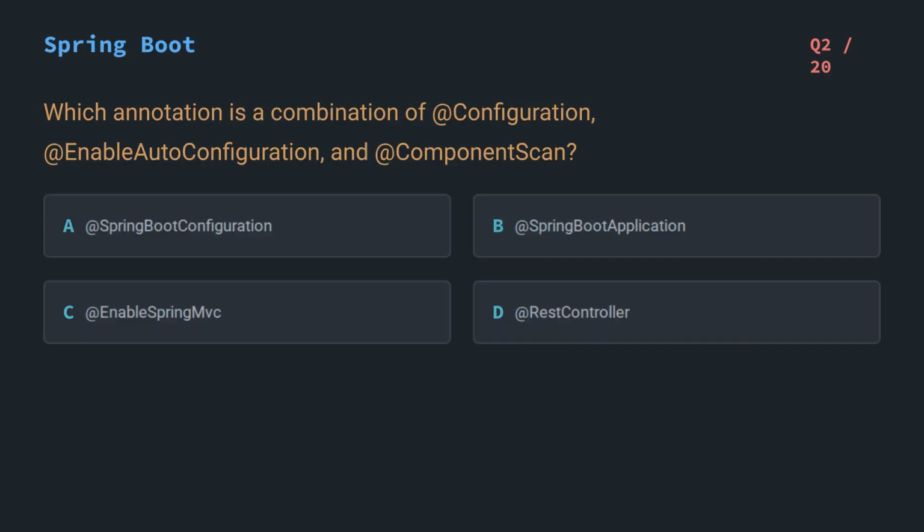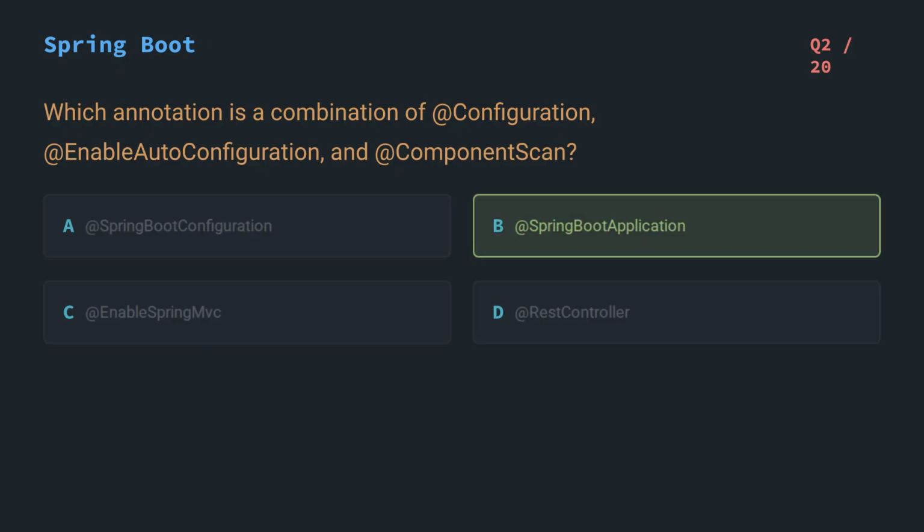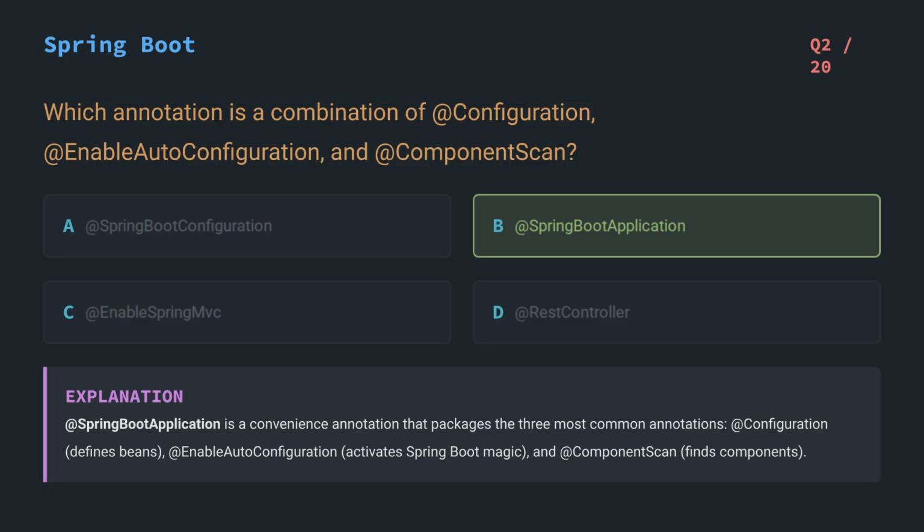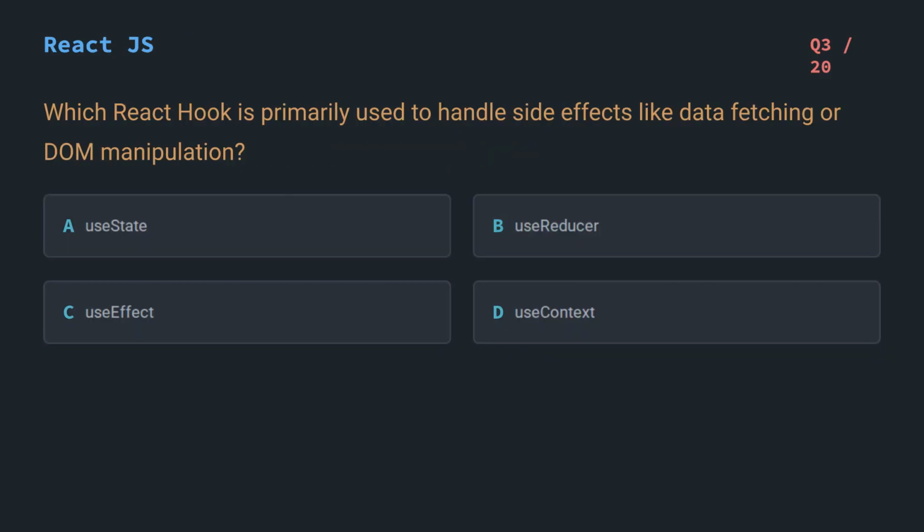Moving to Spring Boot. Question 2. Which annotation is a combination of @Configuration, @EnableAutoConfiguration, and @ComponentScan? The correct answer is B, @SpringBootApplication. @SpringBootApplication is a convenience annotation that packages the 3 most common annotations needed to launch a Spring Boot application.